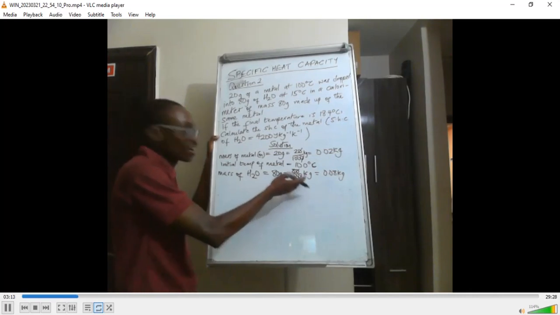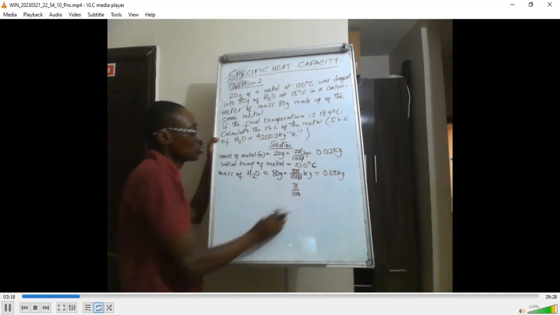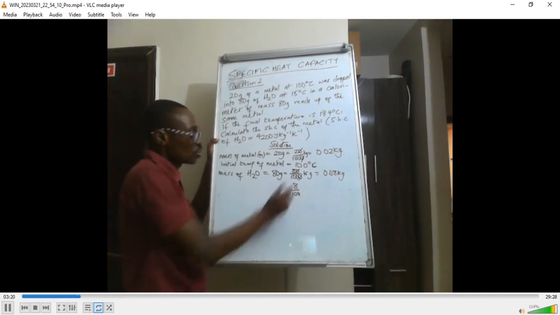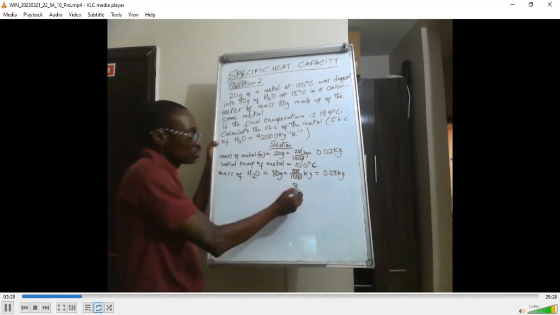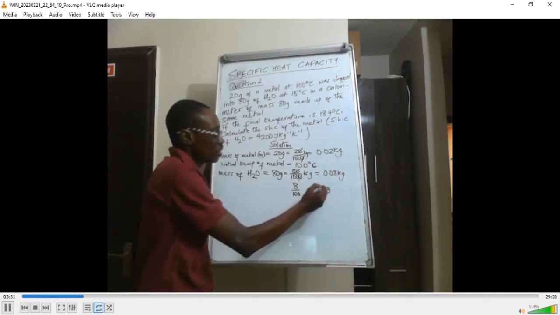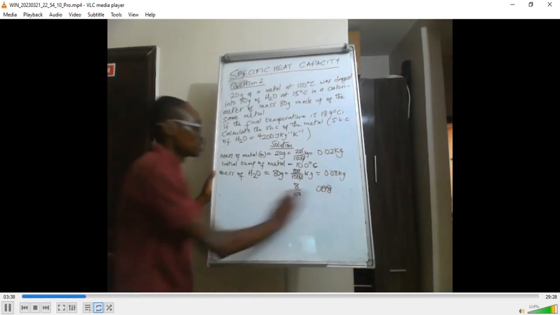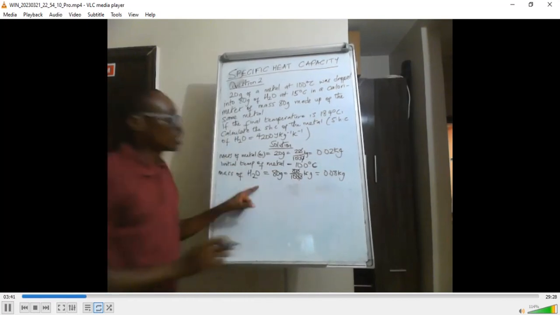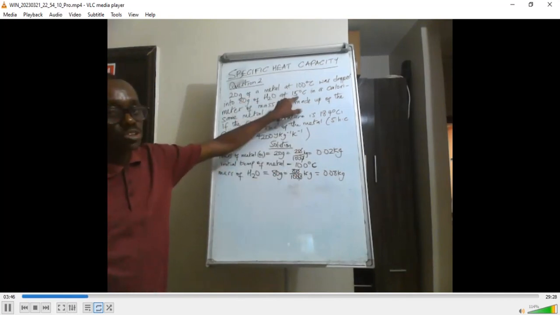Even if you do it without a calculator, you can actually solve it. How? You have 8 over 100. You have 2 zeros, so just write your 8 here, put a point here, and put 0, 0 for the two zeros, and you have 0.08 kg. So the mass of water is 80 grams. Into 80 grams of water at 15 degrees Celsius. That means the temperature of the water was 15 degrees Celsius.